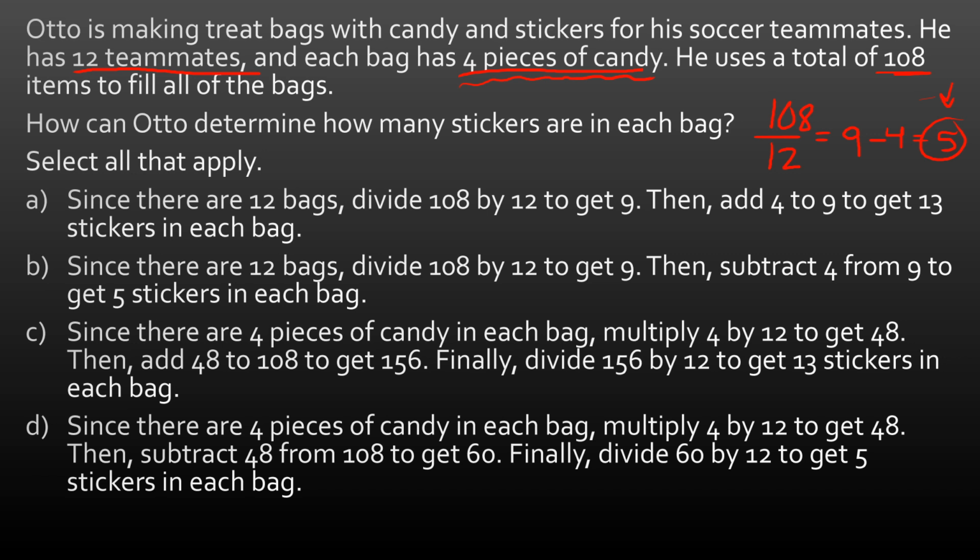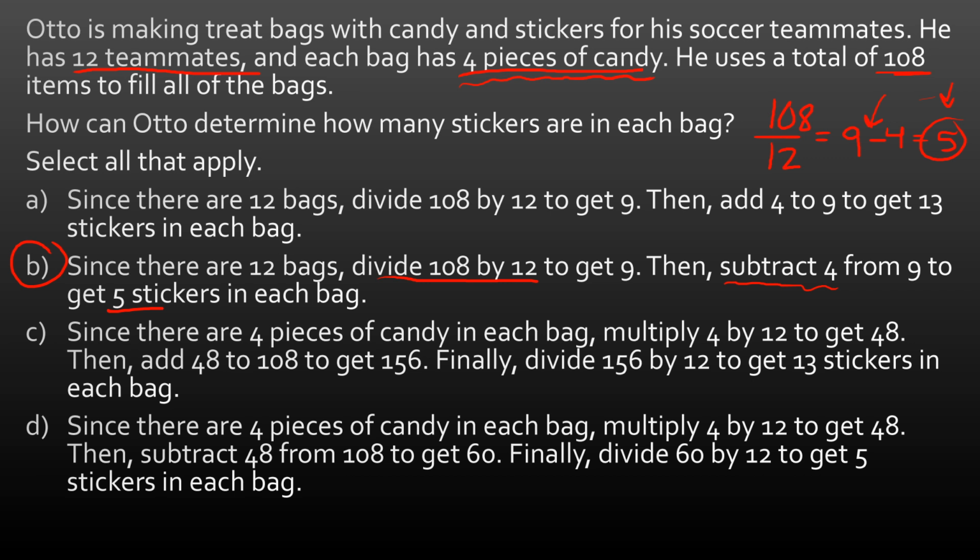So when I read through my answer choices here, I see since there are 12 bags, we want to divide 108 by 12, perfect, and then we are subtracting, right? That's what we did right here. So one option is this one here. We're subtracting, and then each person is going to get 5 stickers in their bag, perfect.